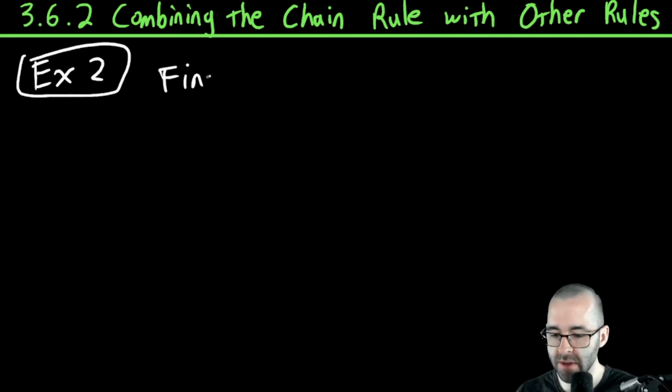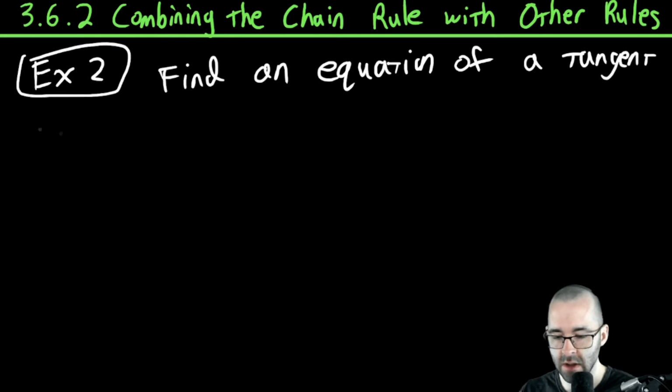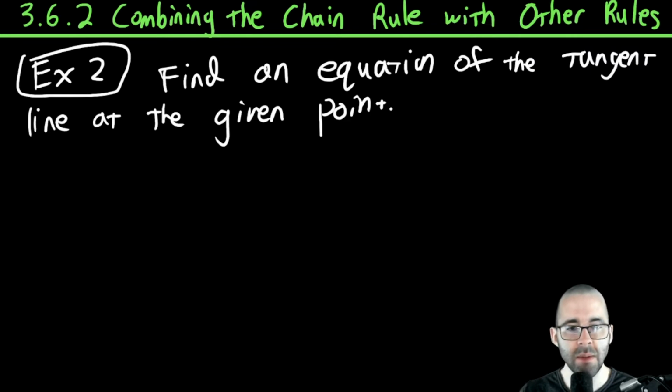Let's do example 2. Find an equation of a tangent line, or I should say the tangent line, at the given point. And I really like these tangent line equations for two reasons. One, they connect concepts, and two, it's very clear whether you're right or wrong just by looking at the graph.